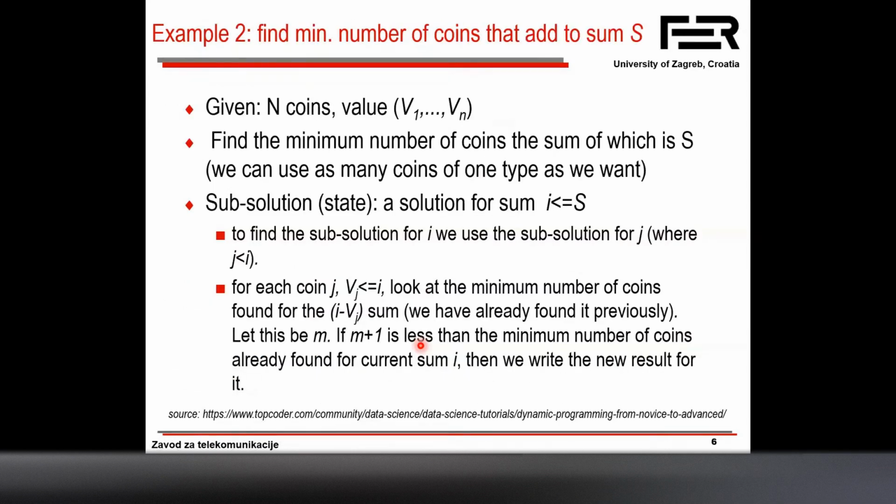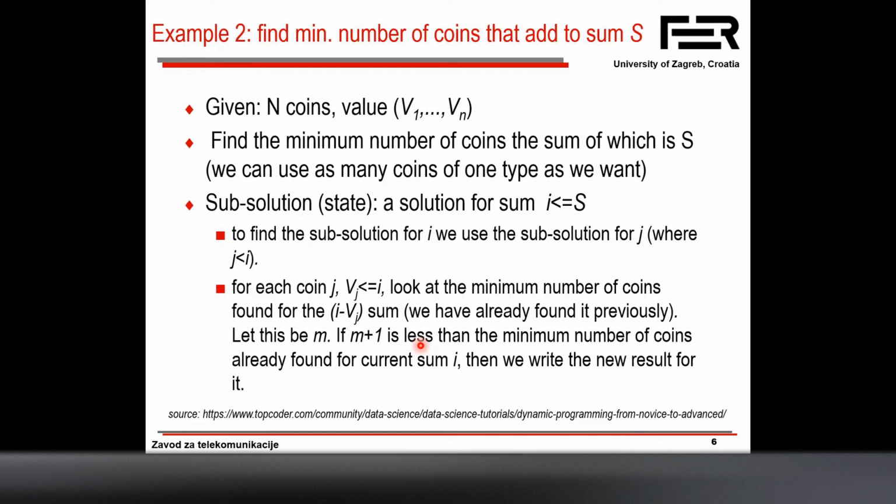Okay, let me go back to the slides. Another example is trying to find the minimum number of coins that adds to a sum S. Again, I want to go through some examples that illustrate these different sub-problems that we can try to solve. Let's say that I'm given n coins. Each coin has a value, V1 to Vn. Let's say these are euros or kunas or whatever. One coin has a value of 1, 2, 5, 3, whatever. We're trying to find the minimum number of coins, the sum of which is S. We can use as many coins of one type as we want. We have defined a certain target sum, and we're trying to find the minimum number of coins that will give us that sum.